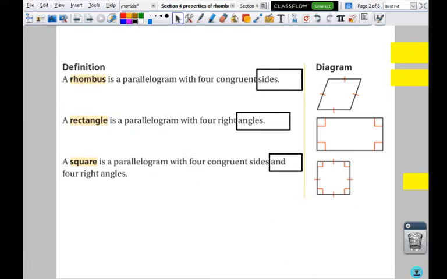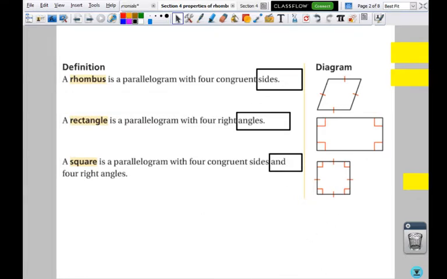So the thing to keep in mind is, if you have a rhombus, that's its own shape. If you have a rectangle, that's its own shape. But if you have a square, it's also a rectangle, it's also a rhombus. But instead of saying, oh, it's a rhombus and a rectangle, we came up with a new word, square. So, we're going to stick with these mathematical definitions.